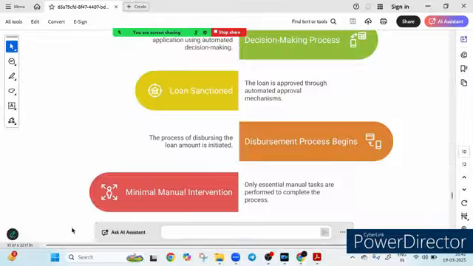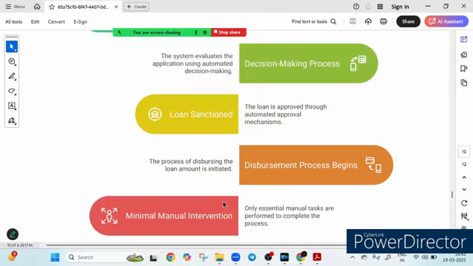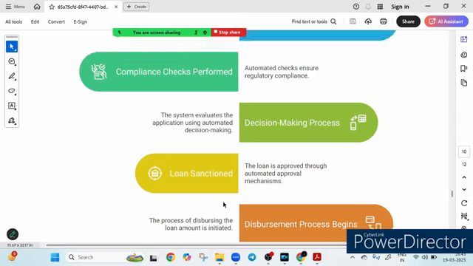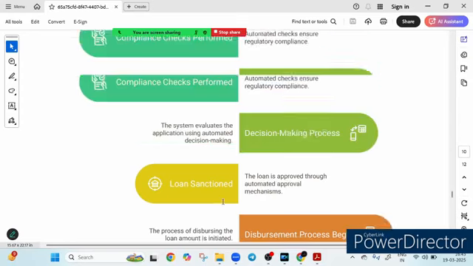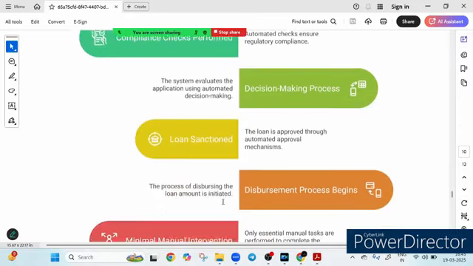And minimum manual intervention. So the best part is that human involvement is very minimal. Only a few essential tasks are left for manual handling. So what used to take days or weeks can now happen in hours thanks to automation. So you can see, using automation, the entire process of loan disbursement, loan sanctioning process, everything is getting automated, right? And this is thanks to STP, that is straight through processing, and CUE. This process is now automated.